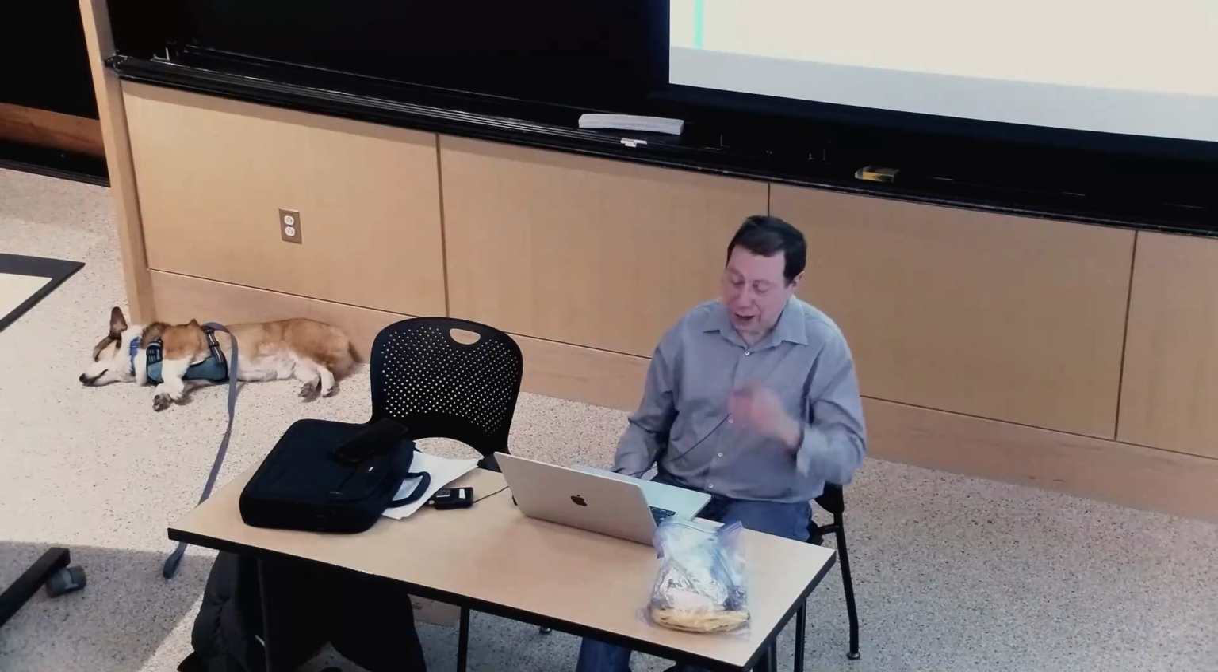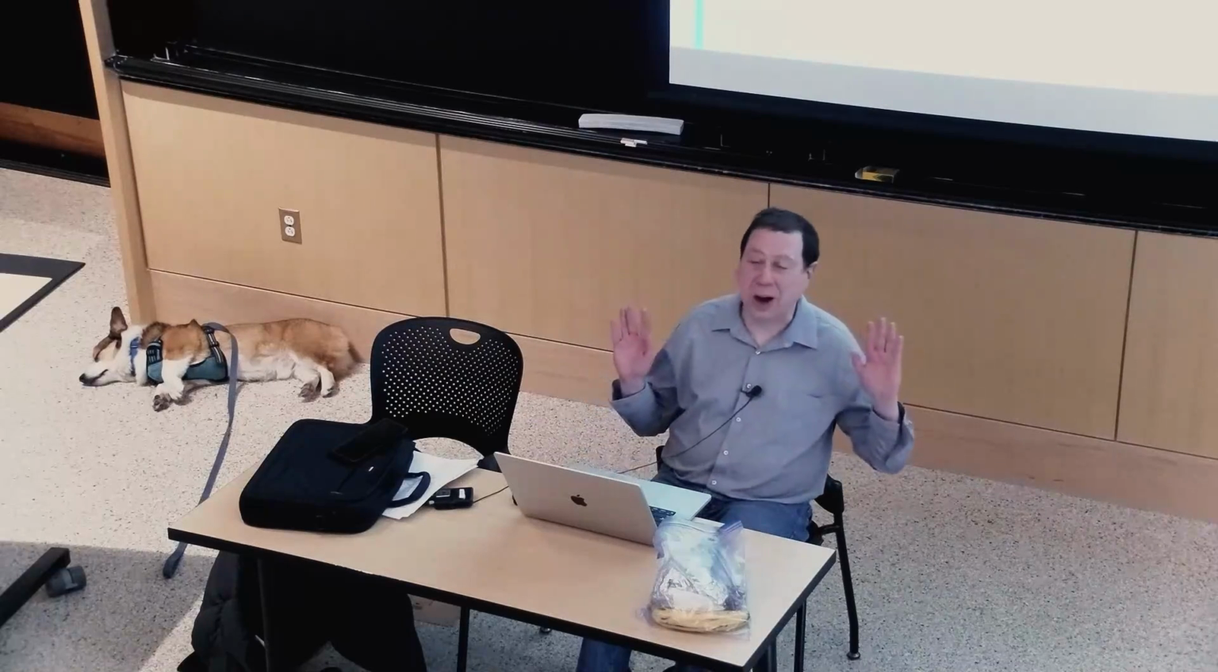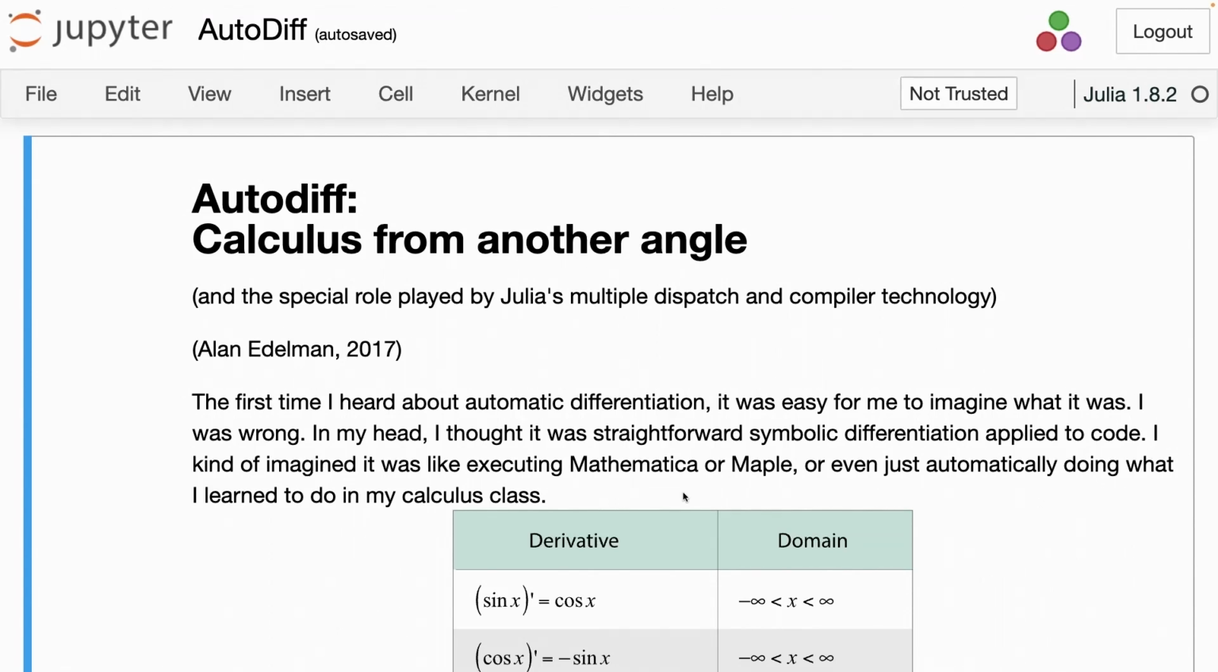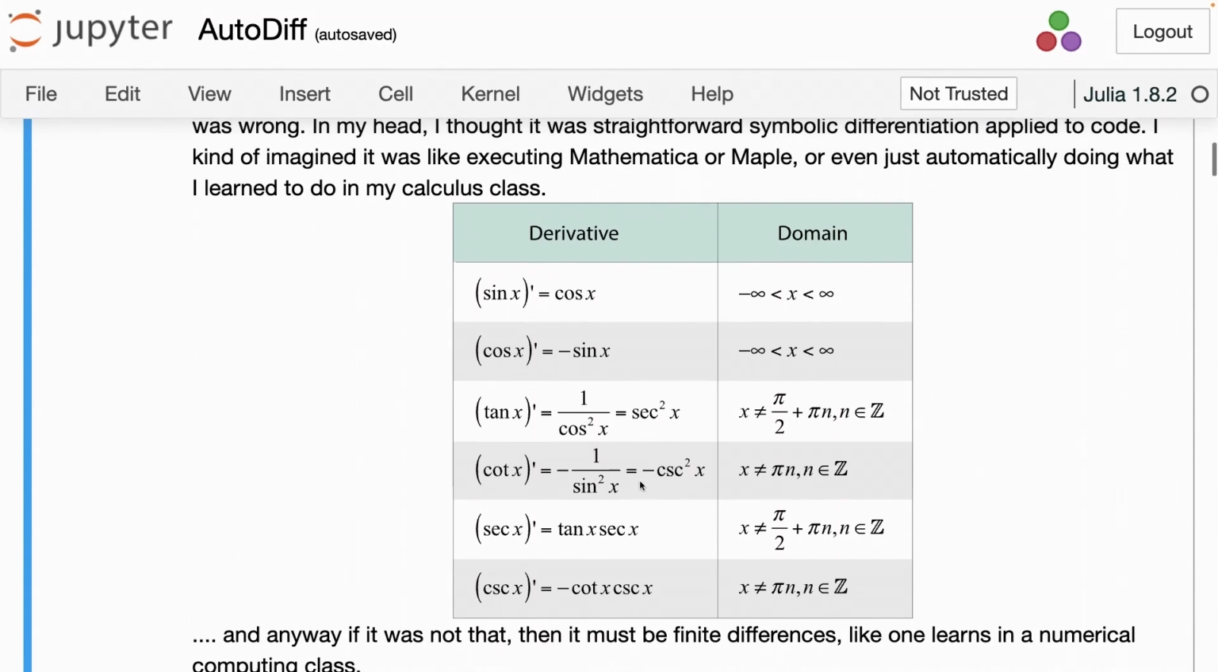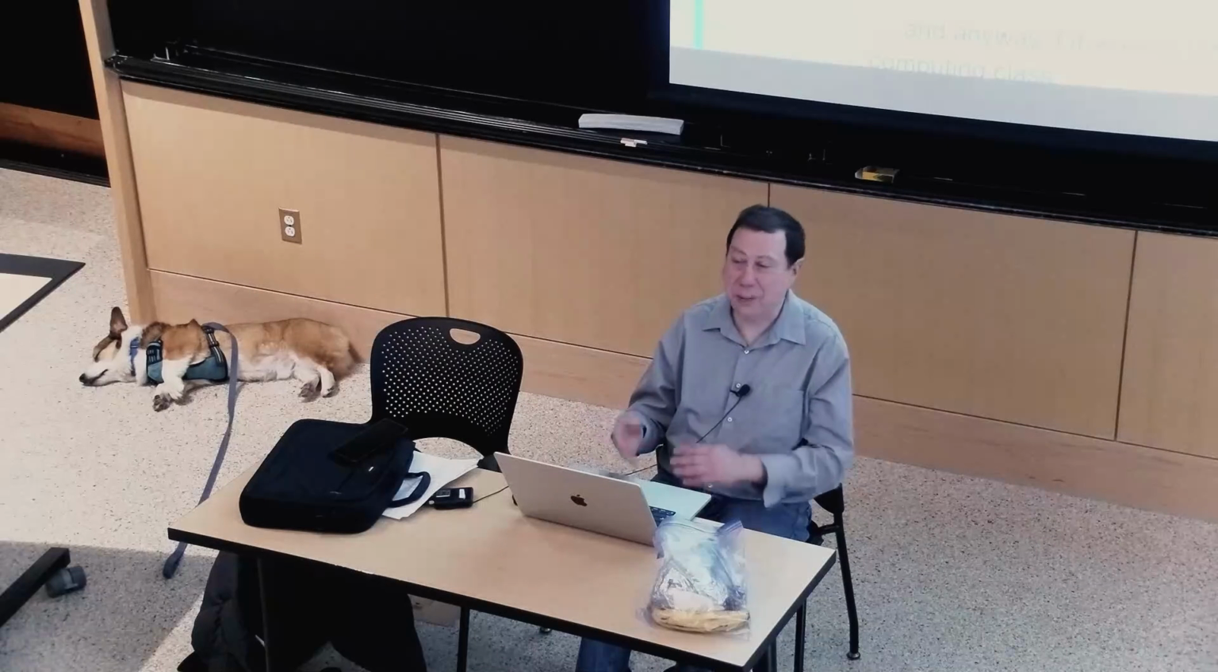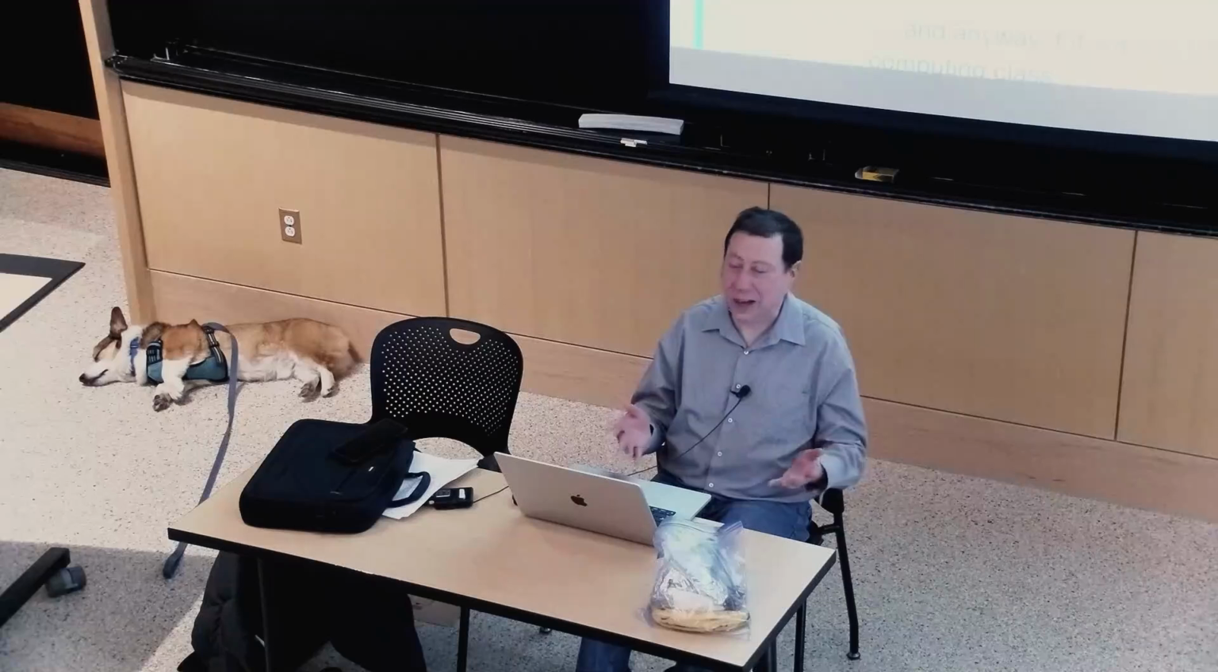I made a jump in my mind about what it is. I figured it was something symbolic like Mathematica or Wolfram Alpha. We've all memorized tables of derivatives. Here's a small table of derivatives. I figured that if I could memorize it when I learned calculus, then a computer could be taught to do these things also. That's great. A computer could do it better than me. Fine, I didn't care. Turns out that's not what automatic differentiation is.